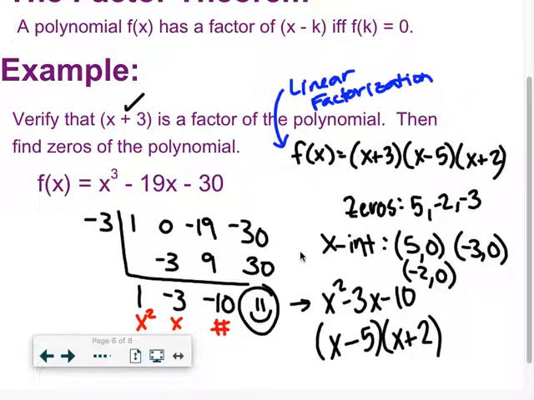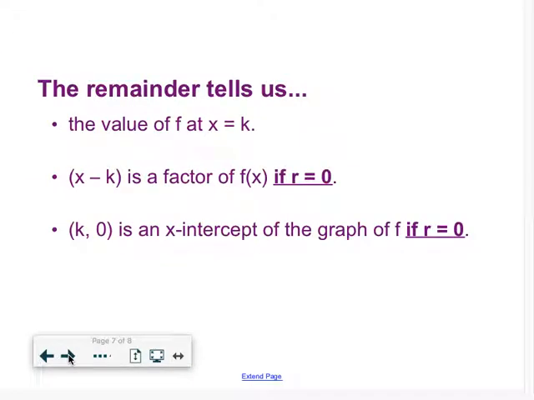All right, any questions? All right, the last thing is just a reminder, and you can choose to write these down if you want or put them in your own words. These are things you know from division algorithm, from dividing polynomials. You know the value of f at x equals k. That's equal to your remainder. You know that x minus k is a factor if your remainder is equal to 0. And you know k, 0 is an x-intercept on your graph if the remainder is equal to 0. So those are just 3 things that you can gather just by dividing the polynomial.